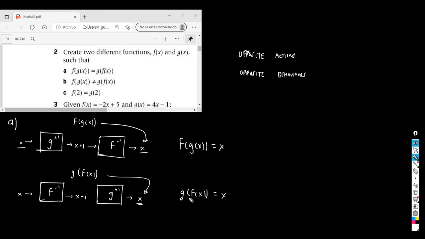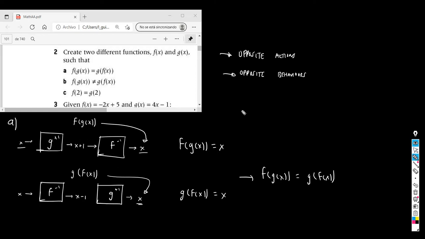What does this mean? What is the conclusion? The conclusion is that f of g of x is equal to g of f of x, which is what you have in here, right? The composition of the functions doesn't matter. It's going to be the same as long as those two functions behave in an opposite way. In other words, they are inverse functions, one to the other, right? So that's it, guys. We have basically created two functions.